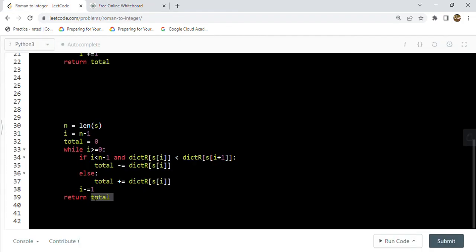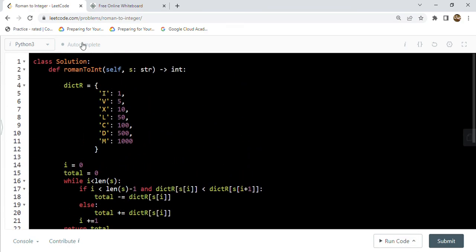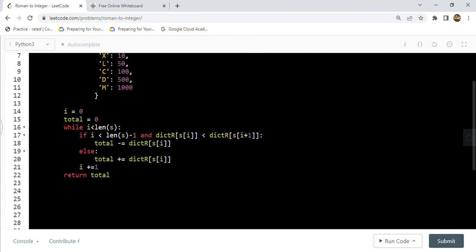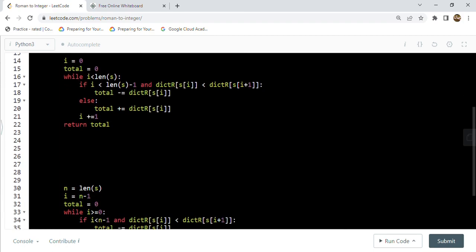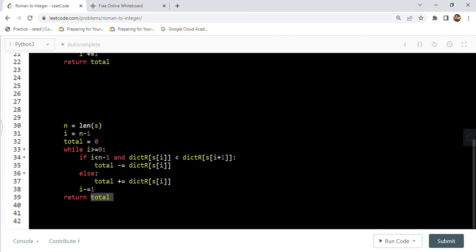Now at the end we are returning the total value. Okay, that's how you will solve the problem. This is the first approach, from the first index to the last, and this is the backward tracing. Okay, thank you.